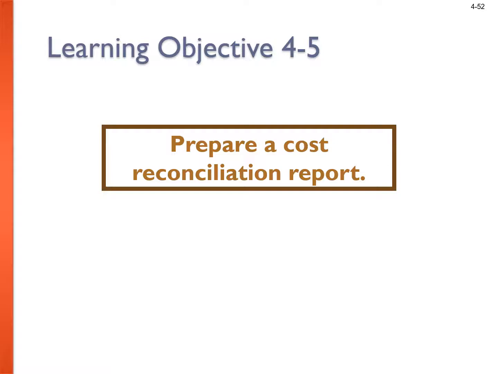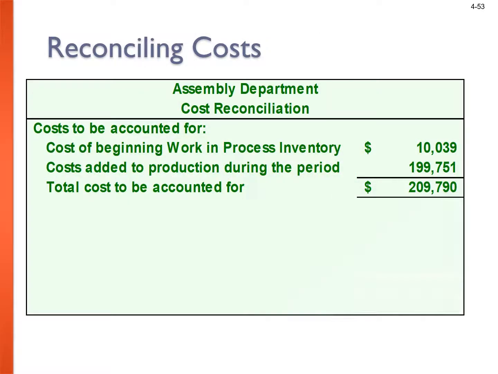The final area of this chapter deals with preparing a cost reconciliation report. So take a look. In the assembly department, they want to do a cost reconciliation. So they're going to look at what do we need to account for? Well, this period, we had total cost of $209,790. That's how much between beginning work in process, the $10,039, and all the costs we added, the direct materials and conversion costs that actually happened during the period, are $209,790.